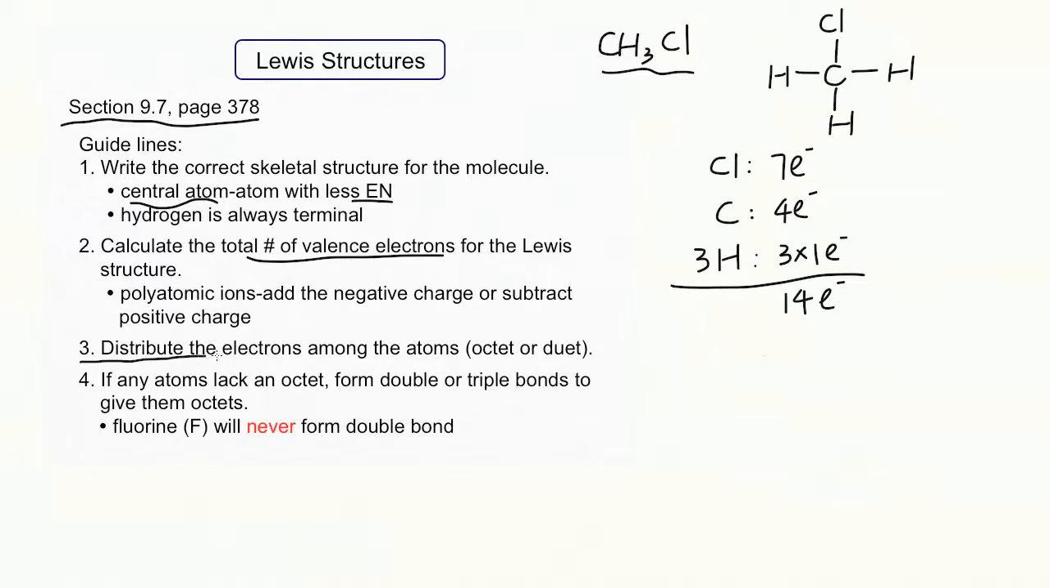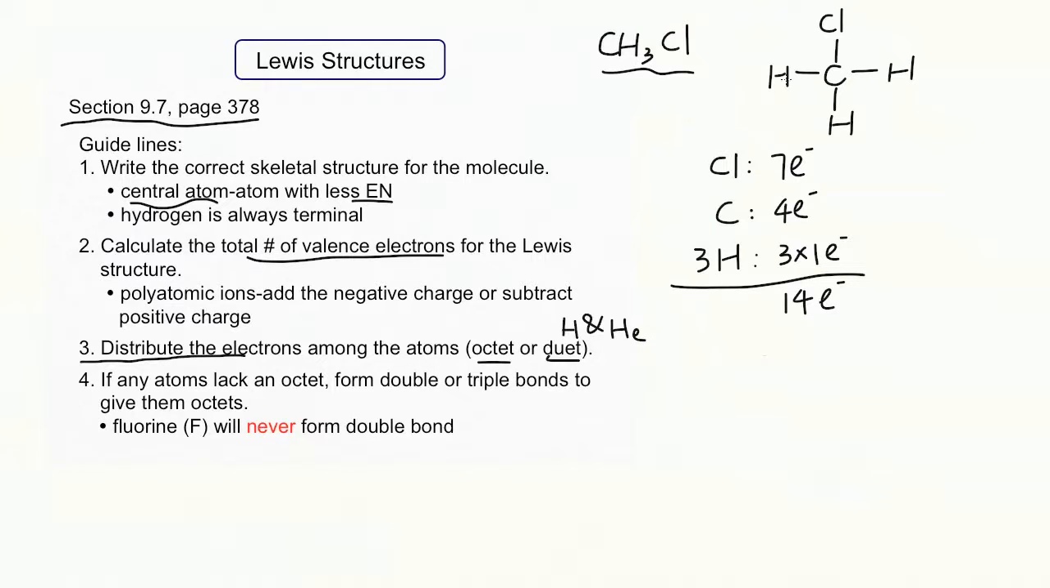Distribute the electrons among the atoms. When you do this, you need to make sure that each atom has either 8 electrons or 2 electrons. When we talk about the 8 electrons, that means octet. 2 electrons, duet. Duet is only for hydrogen or helium. And for the other atoms, they should have 8 electrons.